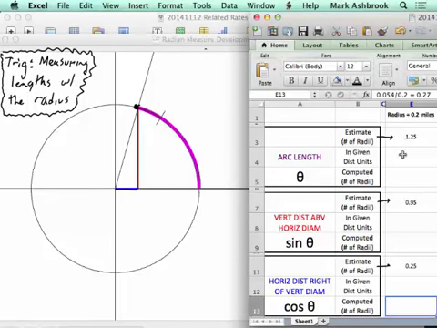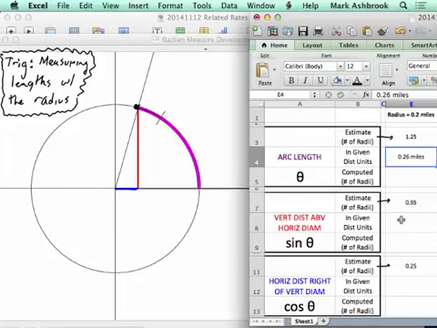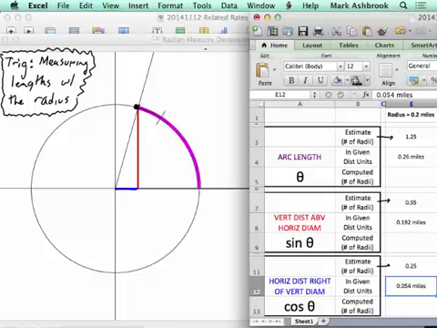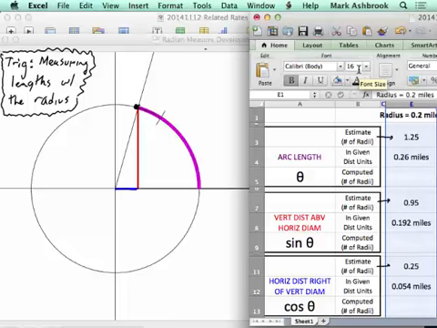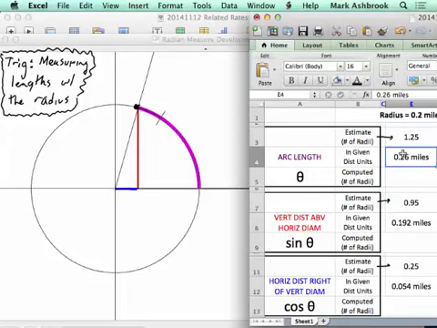So now the radius is 0.2, and I'm going to give you these. So that arc length is 0.26 miles. And I'll make this all a little bigger. There we go. Okay, go. So now find the exact values of these in terms of radius length. So if the radius is 0.2 miles, and these are the exact distances in miles, compute the values of theta, sine theta, and cosine theta exactly.